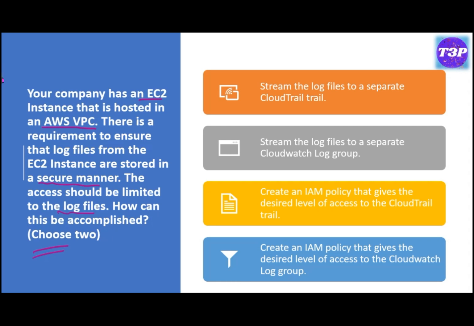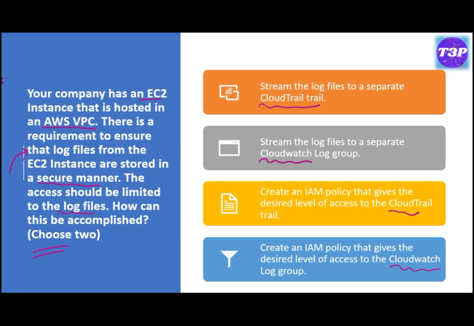Third option they are talking about, create an IAM policy that gives the desired level of access to the CloudTrail. Create an IAM policy that gives the desired level of access to the CloudWatch log group. So here our requirement is that we need to ensure that log files from the EC2 instance are stored in a secure manner. So we need to look for the log file. So in the options we have 2 types of options out of 4. Like 2 options are talking about the CloudTrail and 2 options are talking about the CloudWatch.